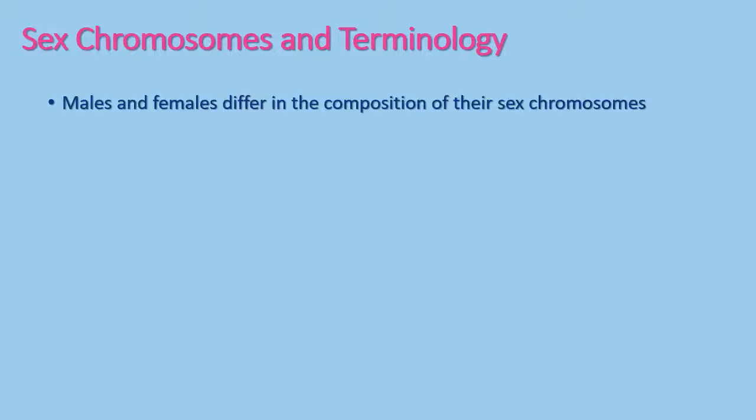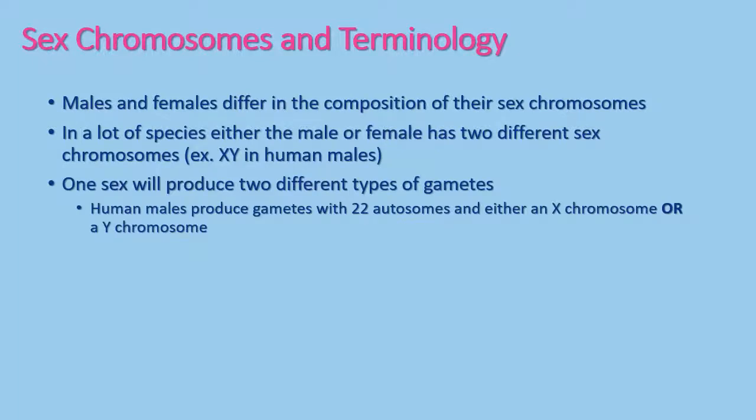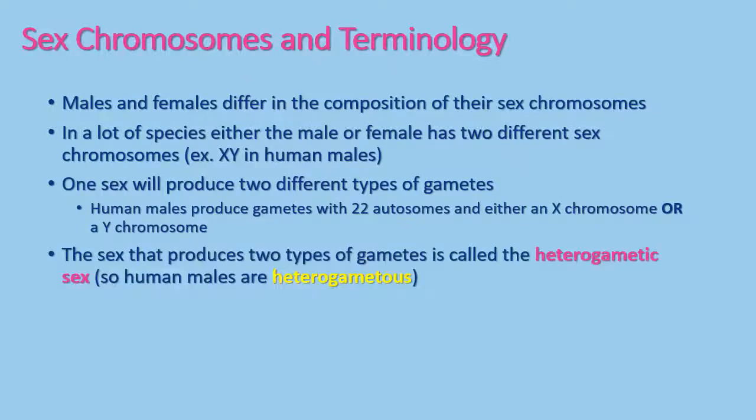Okay, so just some terminology. Like we've already shown, males and females are going to differ in their composition of sex chromosomes. Most of the time, they're going to have different sex chromosomes. For example, the male has 1 X and 1 Y chromosome, and females have 2 X chromosomes. So one sex is going to produce 2 different types of gametes. So in human males, they'll always have a gamete with 22 autosomes and 1 X chromosome, or 22 autosomes and 1 Y chromosome. And because they have different forms of gametes, they're considered the heterogametic sex, or they're considered to be heterogametous.